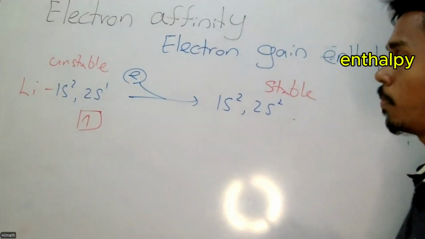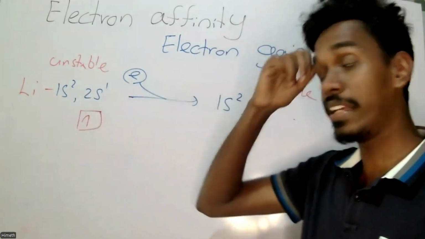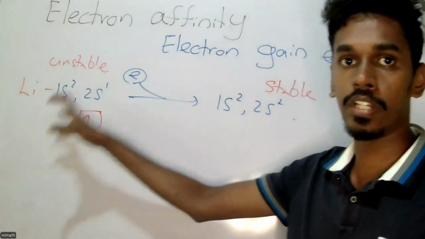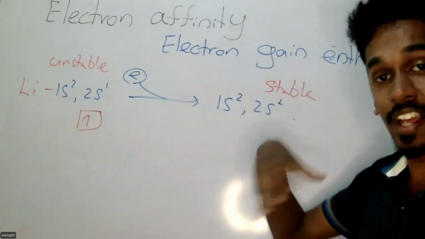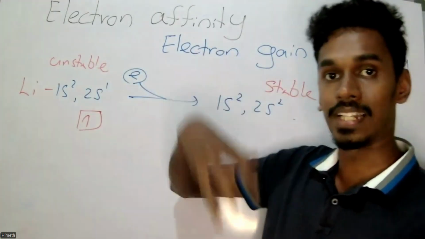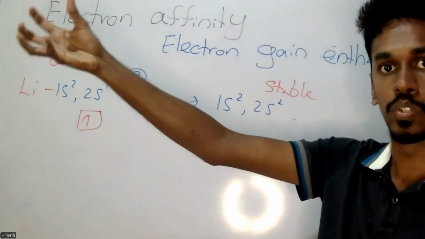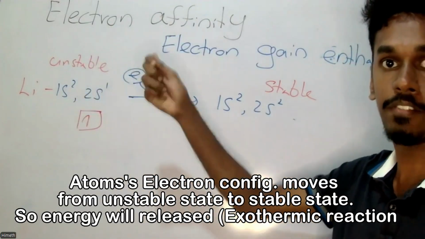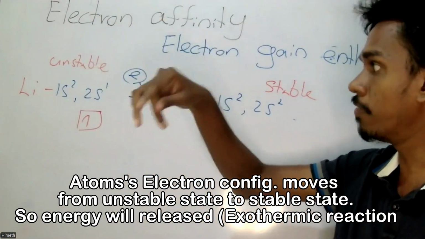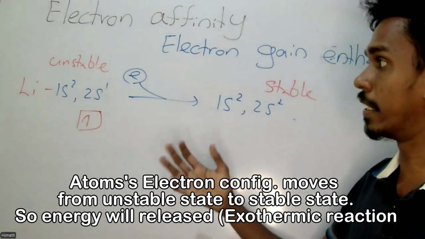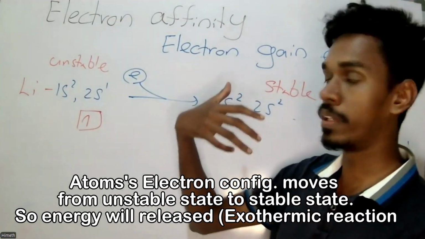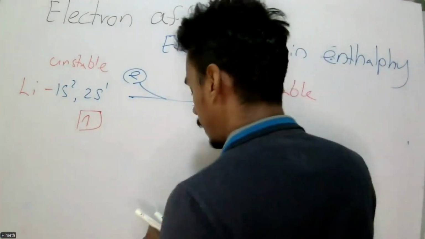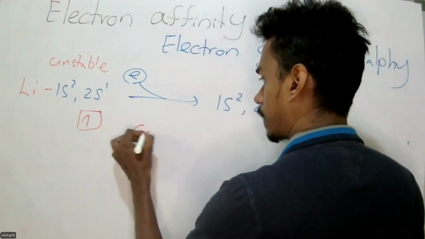So when we add an electron to a group 1 element, it goes from an unstable state to a stable state. It would like to move from its unstable state to a stable state, so we don't need to give energy for that reaction. It will release energy to do that reaction, since it likes to move from an unstable to a stable state. So this is an exothermic reaction.